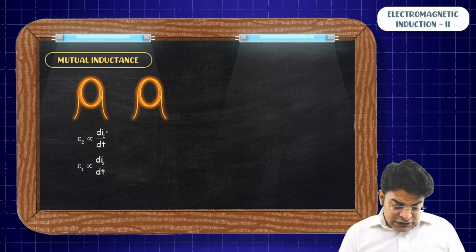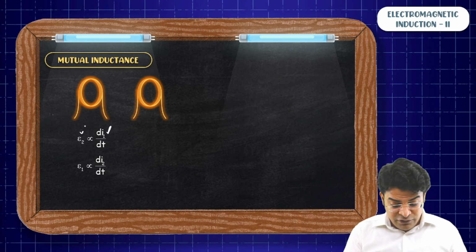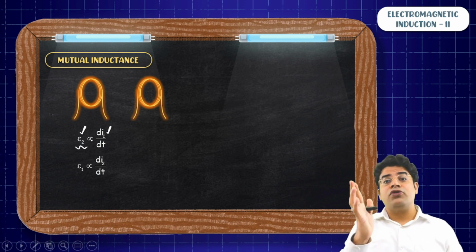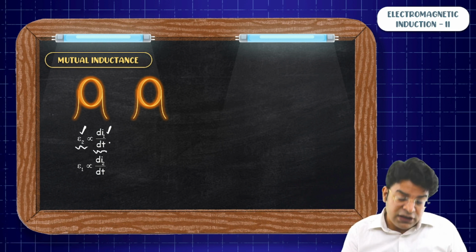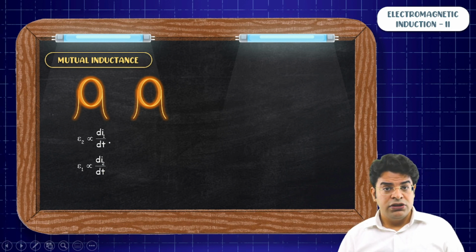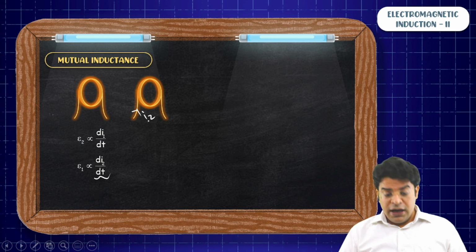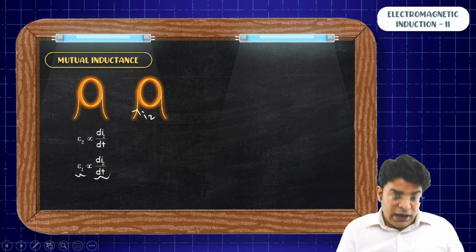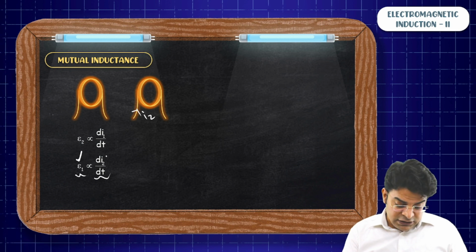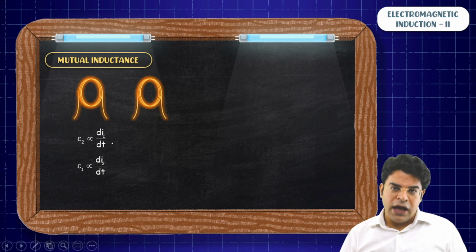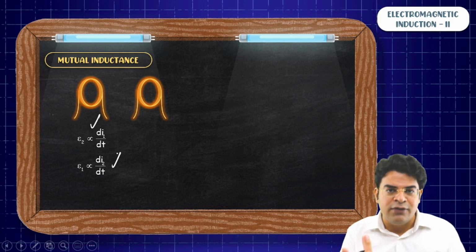So, due to the change in current in the first coil, an EMF is generated in the second coil, and the EMF generated in the second coil is directly proportional to the rate of change of current in the first coil with respect to time. Similarly, when the current changes in the second coil, an EMF is produced in the first coil, and the EMF produced in the first coil is directly proportional to the rate of change of current in the second coil. Now, every time a physicist finds a proportionality, what do they do?